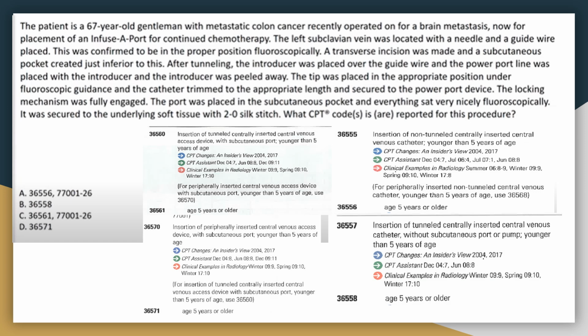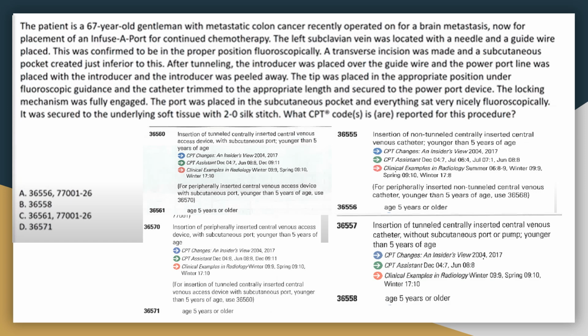The patient is a 67-year-old gentleman with metastatic colon cancer, recently operated on for brain metastasis, now for the placement of an infuser port for continuous chemotherapy. The left subclavian vein was located with the needle and the guide wire was placed. This was confirmed to be the proper position fluoroscopically. A transverse incision was made and subcutaneous pockets created just inferior to this. After tunneling, the introducer was placed over a guided wire and a power port line was placed with the introducer, and the introducer was peeled away.